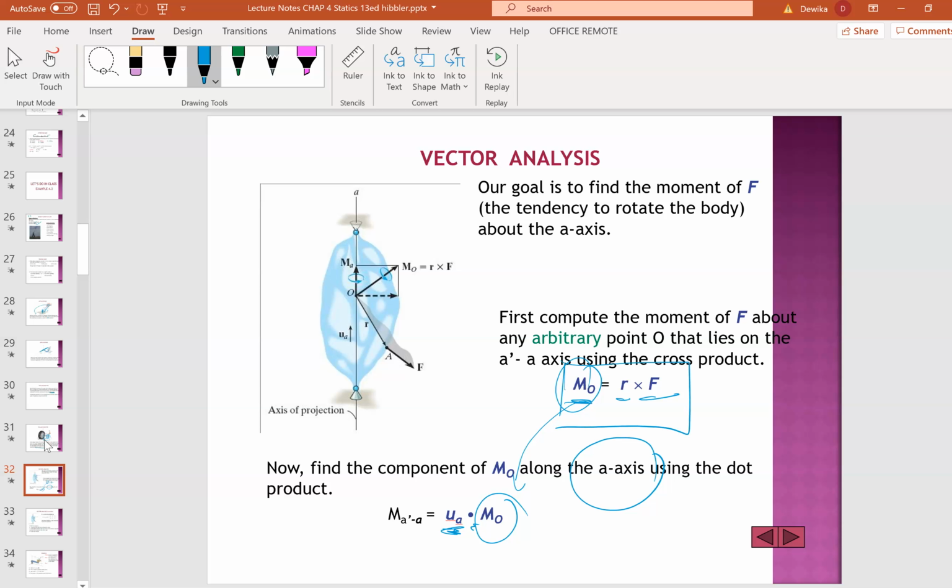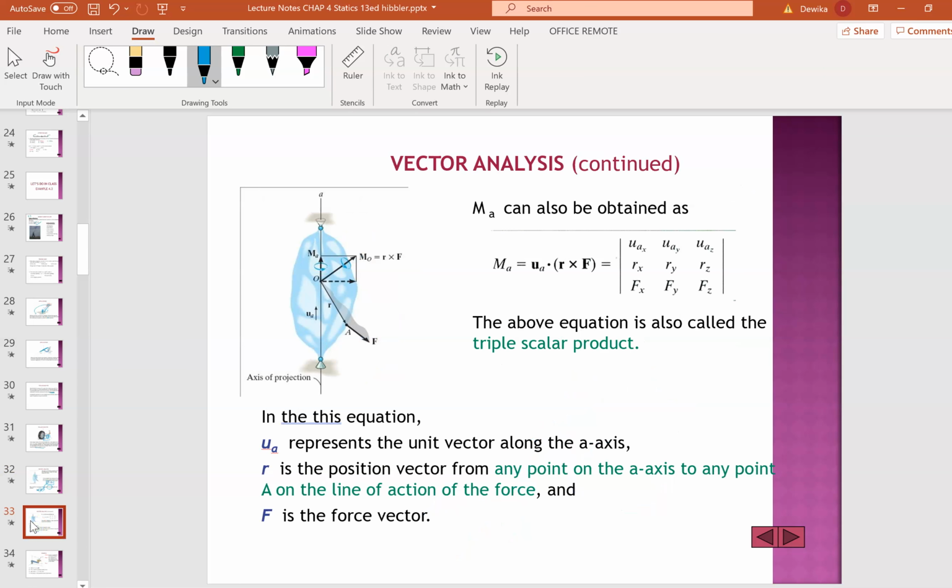First, you find the moment by the usual method. Then the second part, if you're going about axis A, you take unit vector A and dot it with the answer that you have calculated. When you solve an example, then you will understand. The arrangement in the matrix will be: the first line, the unit vectors for x, y, z, and then the second portion will be similar to what we have done before.